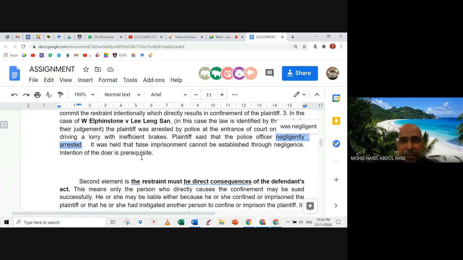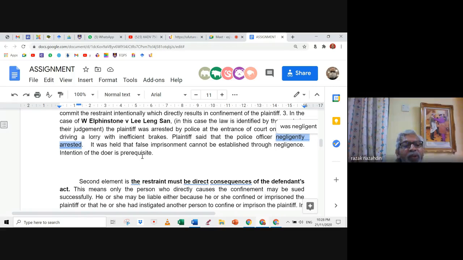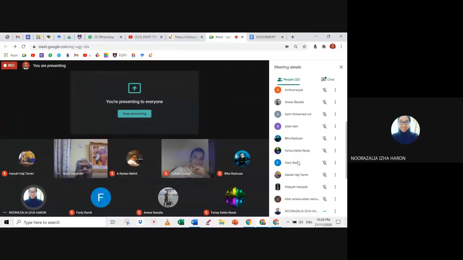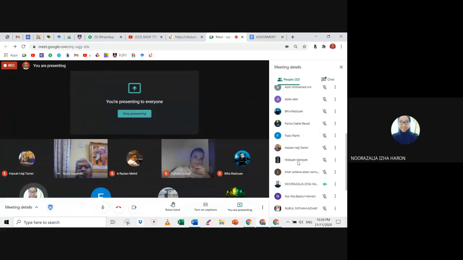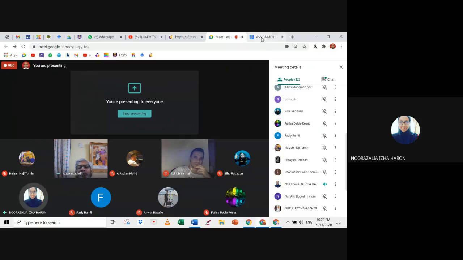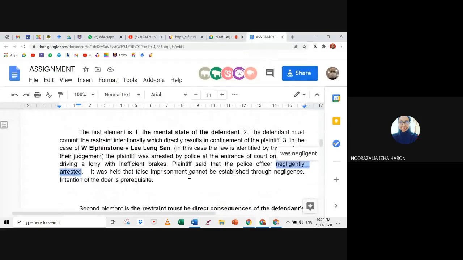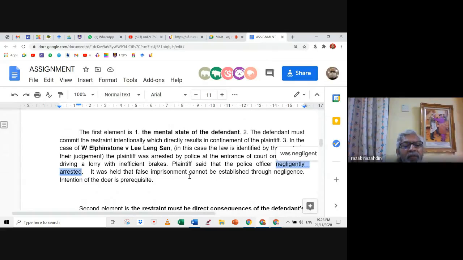Okay, the rest of the group macam mana? Ada soalan? Hope we can extend the class. Yes, soalan. Doctor, can this case be used to distinguish between having the intention and not having the intention? Yes. Itu saja.